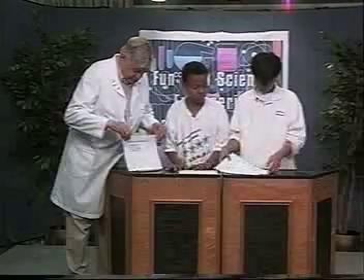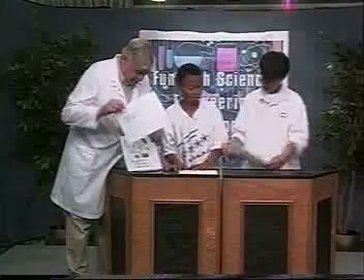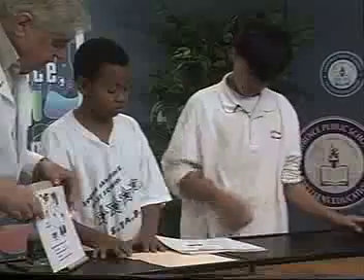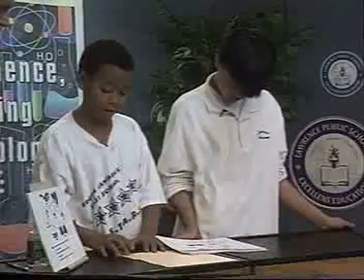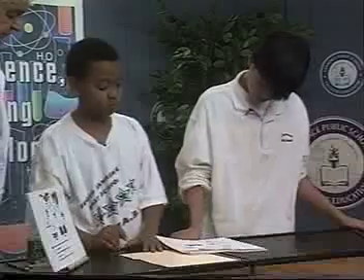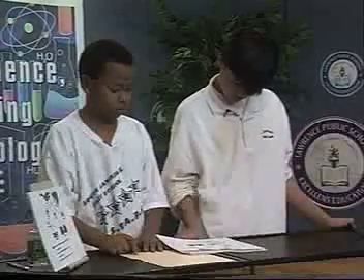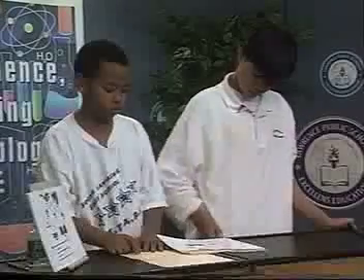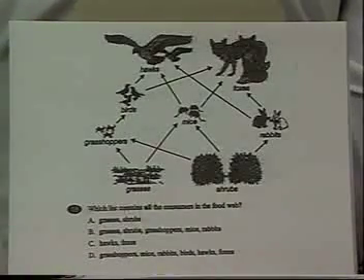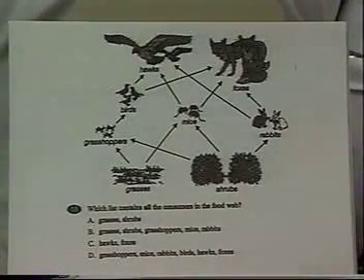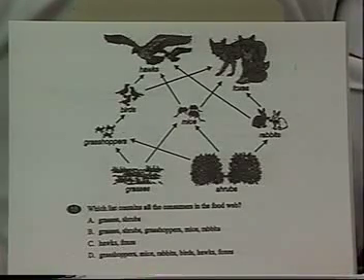All right, let's go on to the next one. On the food web. We're back to another food web. Have we done this one before? No, we haven't done this one. All right, let's do this one. David, it's your turn. Don't go to sleep on us just yet. We're almost done. Which list contains all the consumers in the food web?